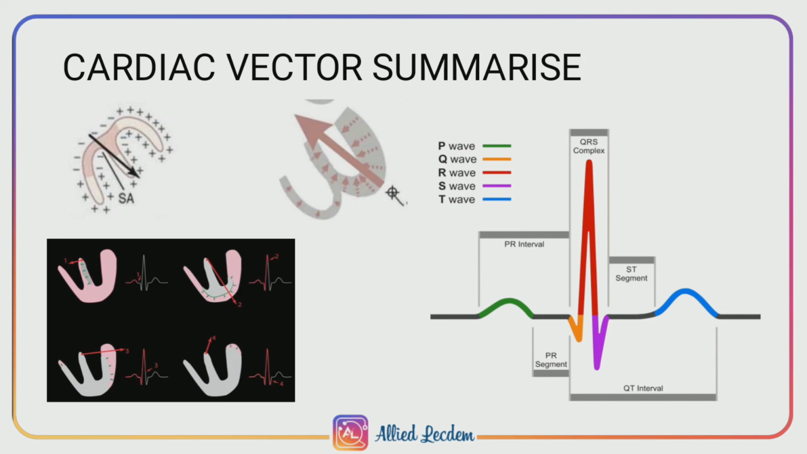Q wave is negative as the vector moves towards the negative pole and the septum gets depolarized. When the ventricle is depolarized, the R wave is produced. This vector is left downward and results in positive deflection. When the basal part gets depolarized, the S wave is produced, which is the negative wave due to negative deflection.